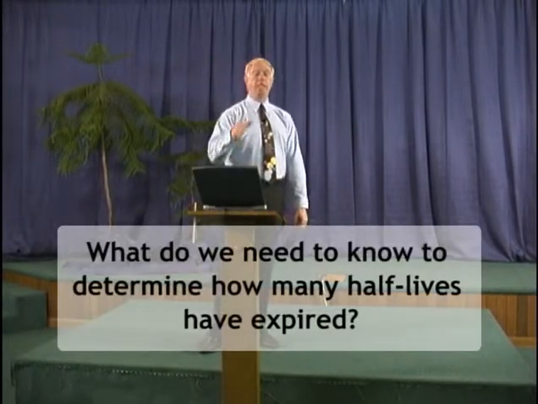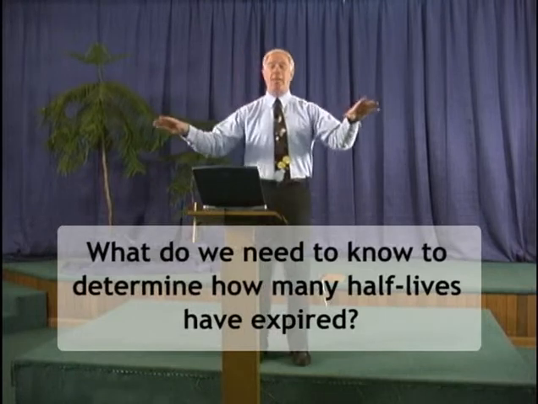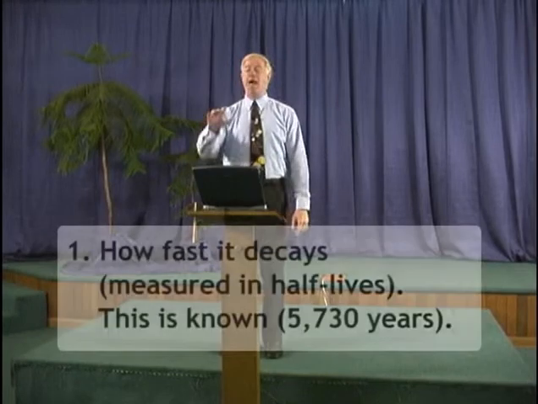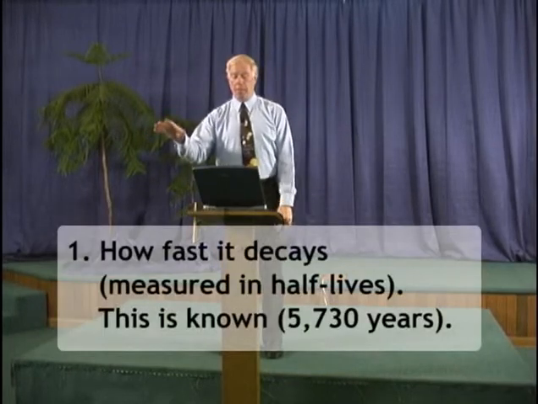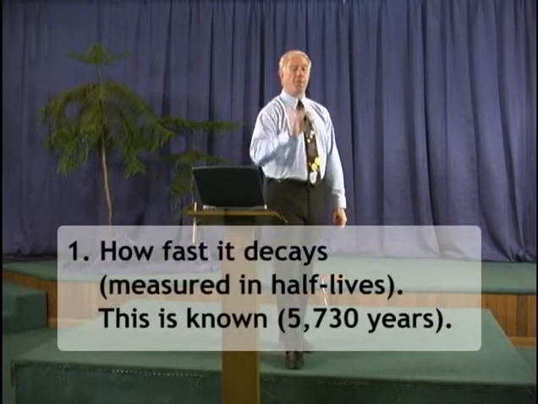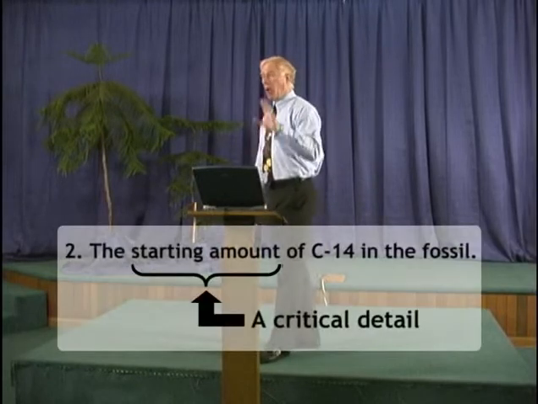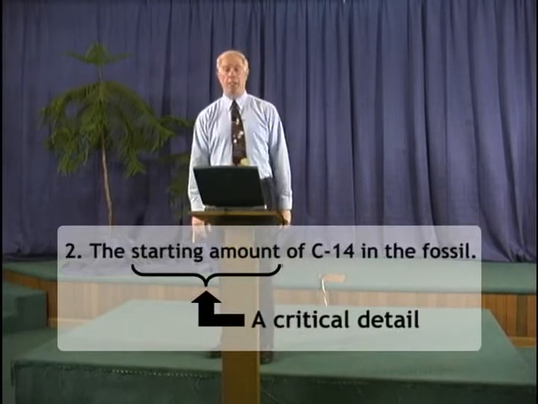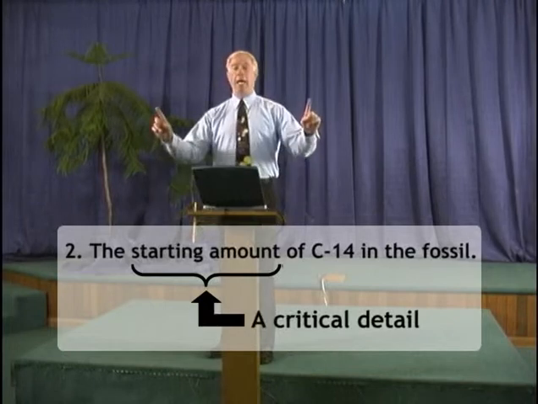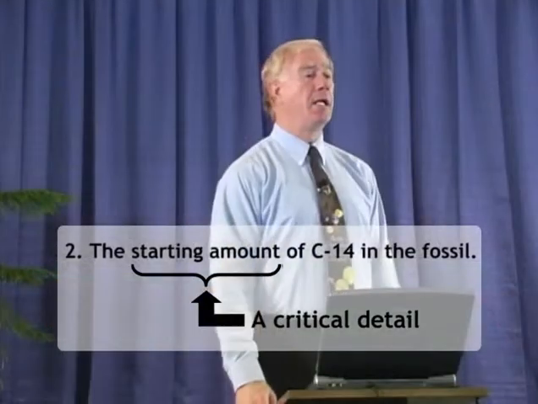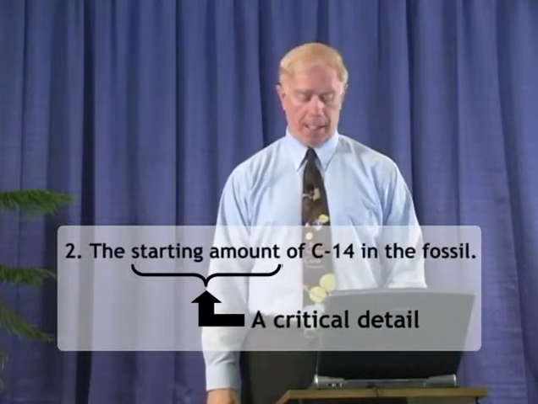So what do we need to know to do this carbon-14 dating? What do we need to know to determine how many half-lives have expired? Because that's the key to this. Well, two things we need to know. How fast it decays. Well, that we know. That's measured in half-lives, and the half-life of carbon-14 is about 5,730 years. The second thing we need to know is the starting amount of carbon-14 in that organism. When it died, how much carbon-14 was in that creature? That is a very critical detail.